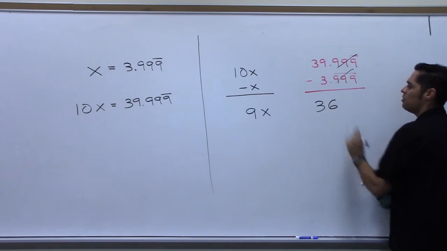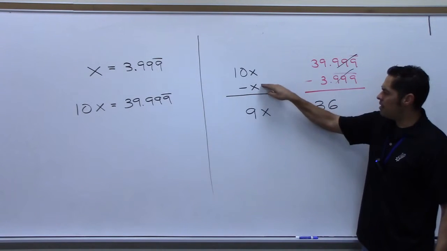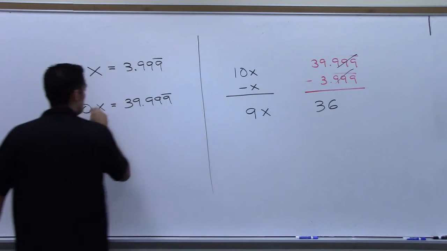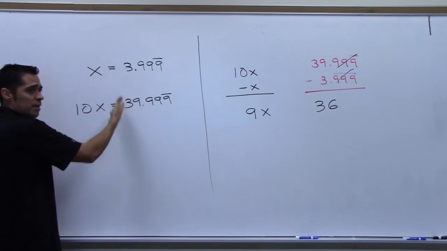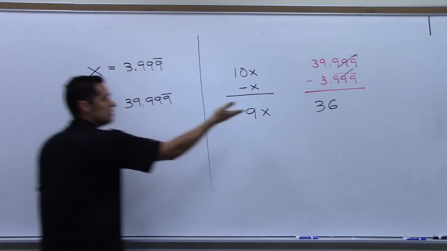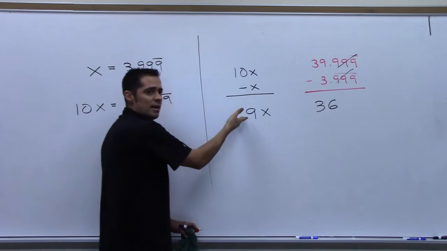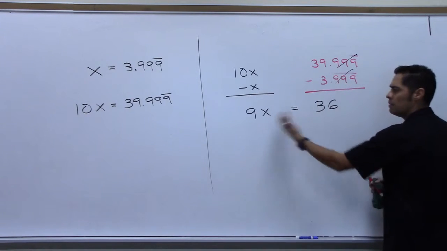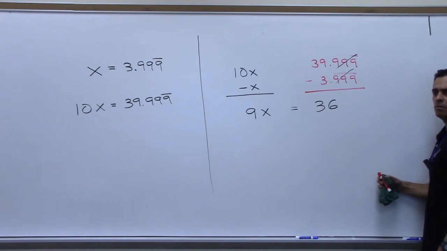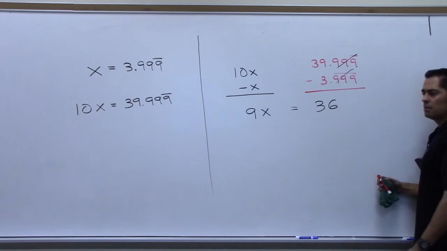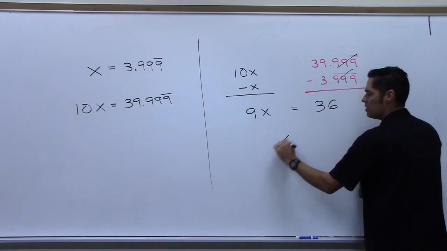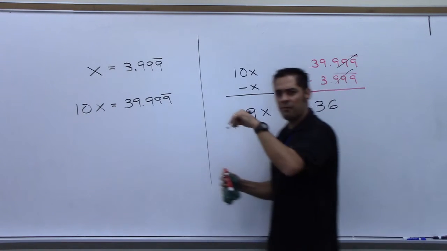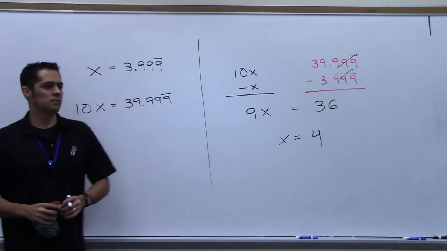So you told me algebraically that 10x minus x is 9x, but you agreed that if I define x to be this and multiply it by 10, that this was okay. So this minus this should be equivalent to 9x. Those should be the same, which means x is 4. 3.999 forever is 4. That's weird.